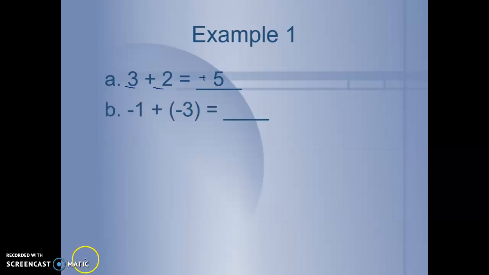-1 plus -3, well, the first thing we're going to do is take the absolute value. And the absolute value of -1 and the absolute value of -3 is just 1 and 3. So we're going to add these both, and that gives us 4. When it comes to the sign, both of our numbers have negative signs, so our final answer is also negative.